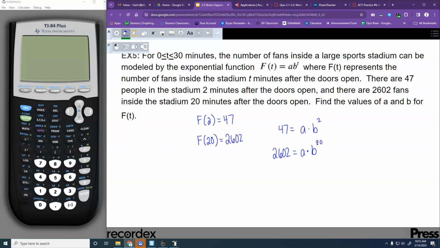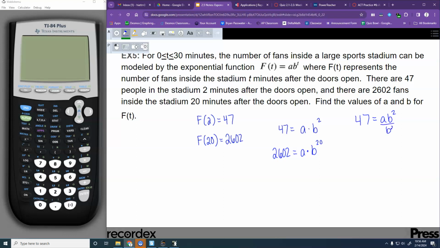So for substitution, I solve one equation for a variable, and then I can plug it into the other equation. Which equation would be easier, which variable would be easier to solve for, your A or your B? It's going to be A because it doesn't have an exponent, right? So you can use either equation. That top one looks a little bit more simple, so I'm going to take 47 equals A times B squared.